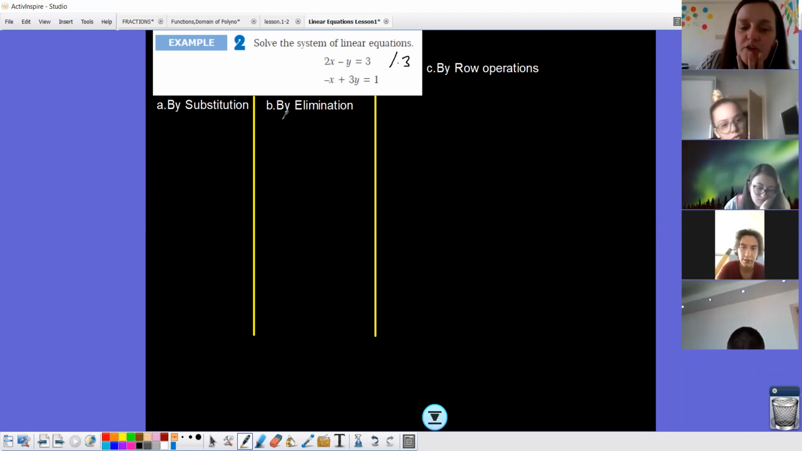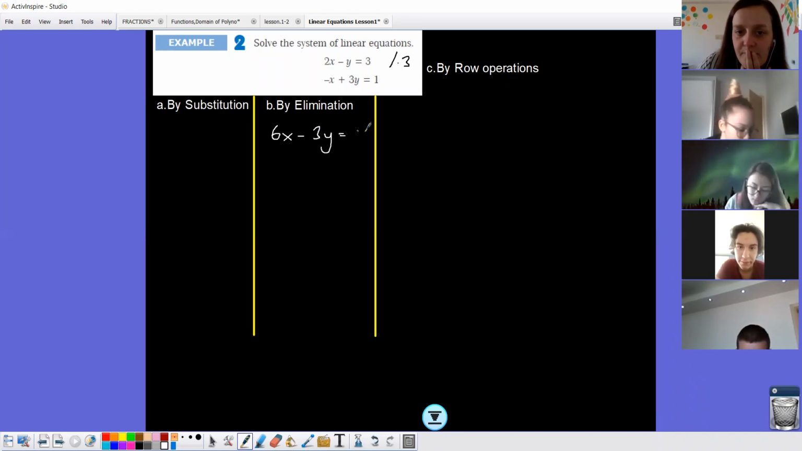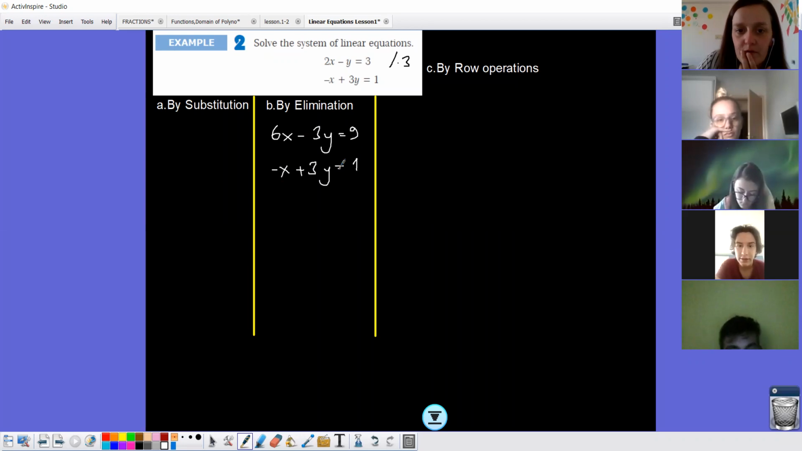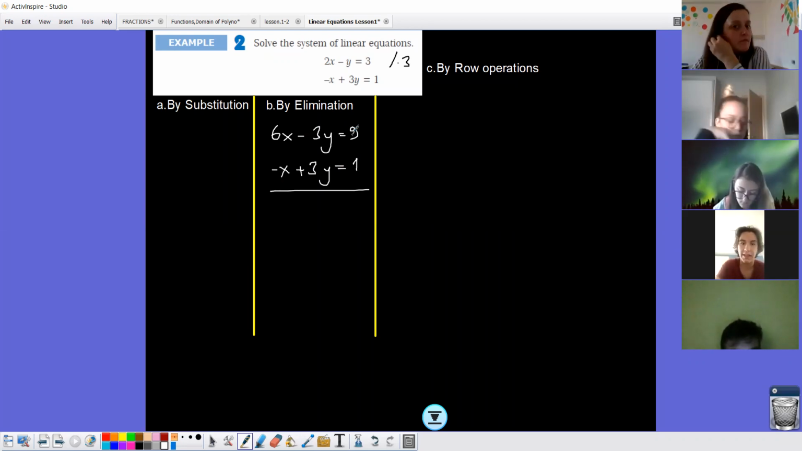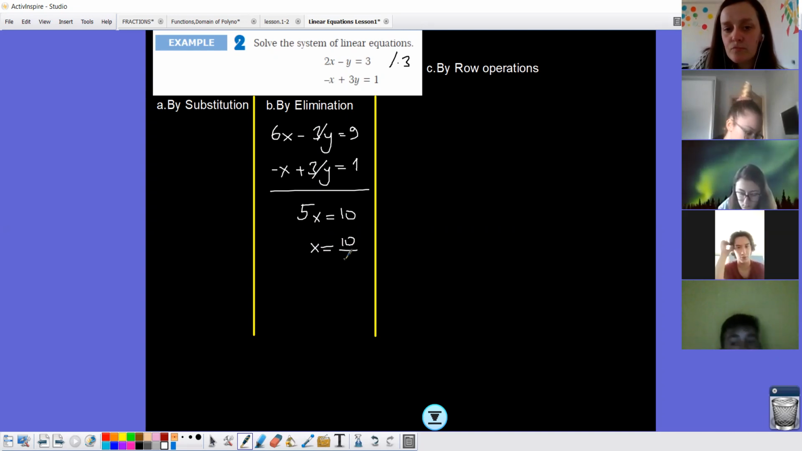So you are solving it by elimination, I think. Elimination, yes, teacher. And now we have 6x minus 3y equals 9. And the other one below. I'm writing the same. Yes, and now, teacher, we do elimination, plus 3y with minus 3y. And we get 6x minus x, that's 5x equals 10. X equals 10 over 5, x equals 2. So x is equal to 2. Now we know the x.